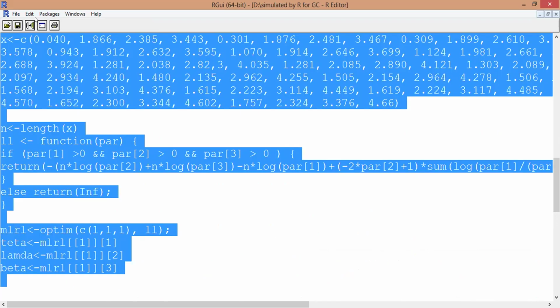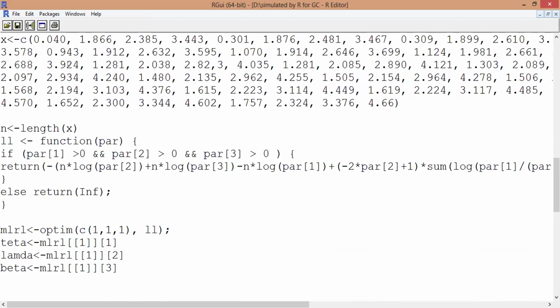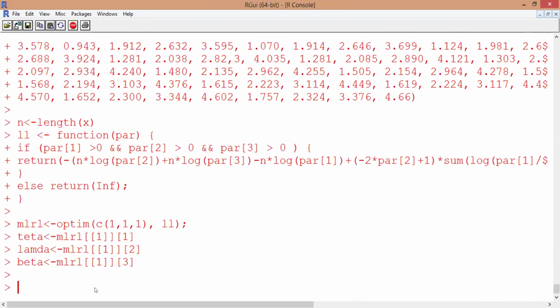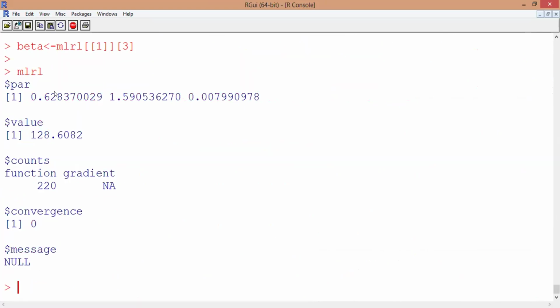Okay, we run our program. Now we check the parameter MLE. So this is parameter 1, this is parameter 2, this is parameter 3. Okay, it's convergent. It's good.